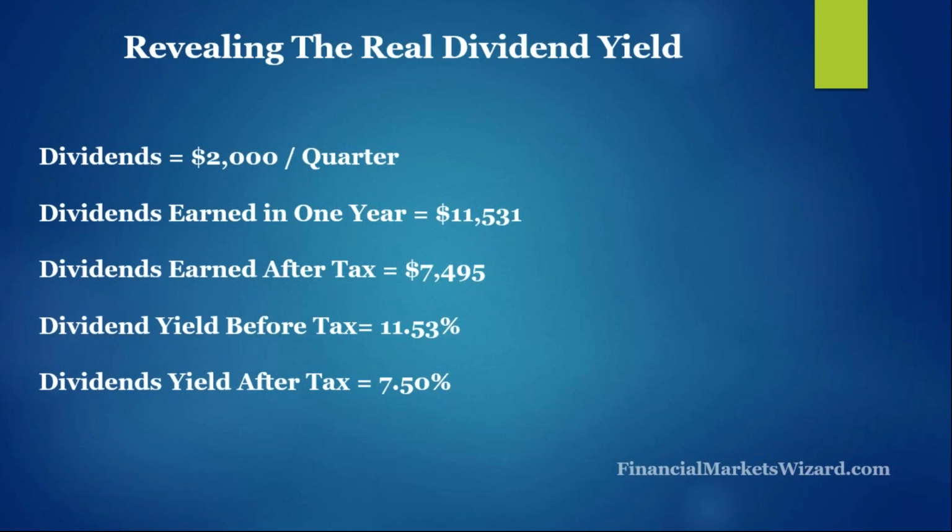So because of the tax effect, you will get less, so 7,500. So the dividend yield before tax is 11.53 and after tax is 7.5. So the point is, when you are investing, you have to see your tax situation also. How you're managing your tax could affect the profit.